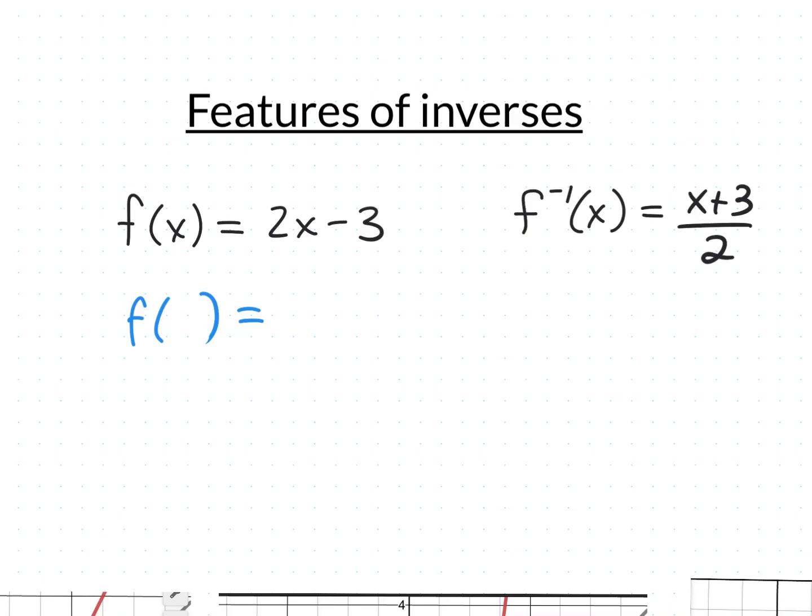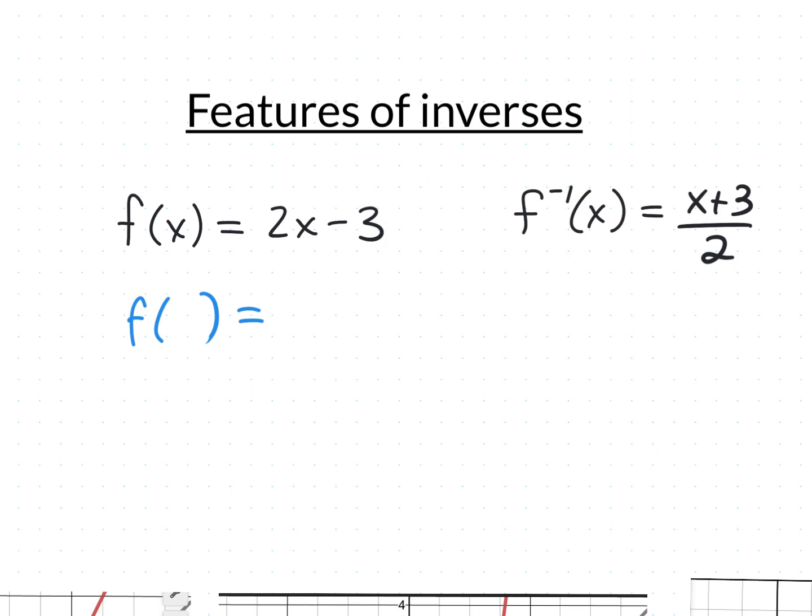All right, everybody, this is part 3. We're going to talk about some interesting features of inverses. So here in front of you, you see two functions: a function f of x equals 2x minus 3 and its inverse. The inverse of f of x is (x plus 3) all divided by 2. So there are going to be some features that emerge when we evaluate these inverses.